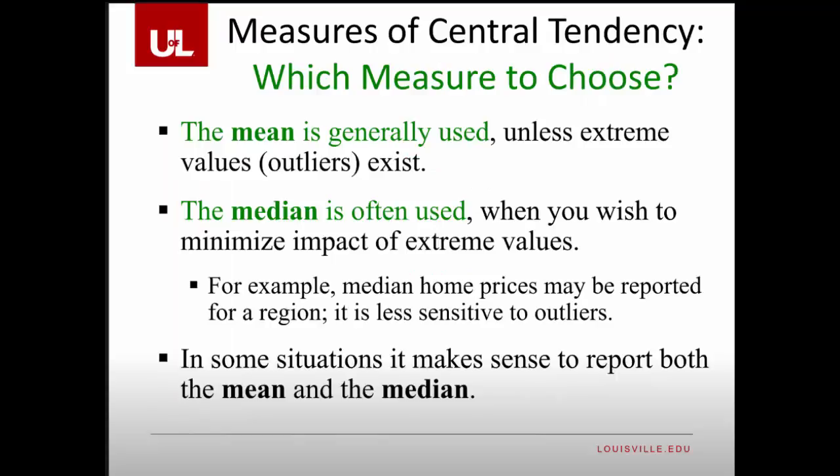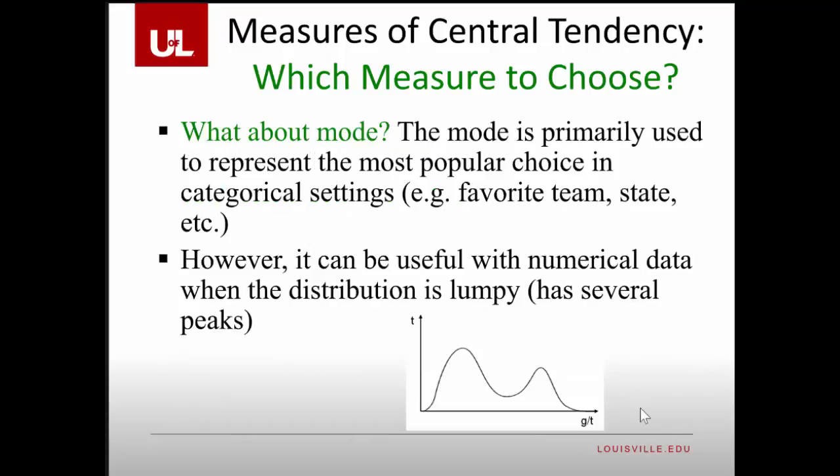Which measure to choose? The mean is generally used, unless extreme values exist. The median is often used when you wish to minimize impact of extreme values. For example, median home prices may be reported for a region. It is less sensitive to outliers. In some situations, it makes sense to report both the mean and the median.